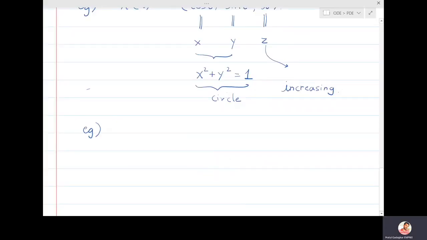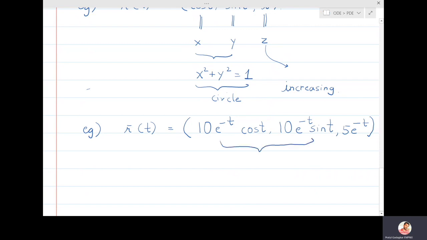And the last important curve that I will now tell you is something like, if we write 10 e raised to minus t cos t, then 10 e raised to minus t sine t, and 5 e raised to minus t. Now I hope you will get a brief idea of what this curve looks like. So if you look at the first and the second component, because of cos t and sin t, you will have a circular nature of the curve. The curve will be like circular, but it won't be a circle, because the z coordinate is what? The z coordinate is decreasing, correct?